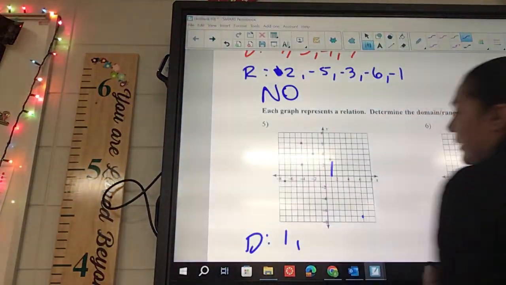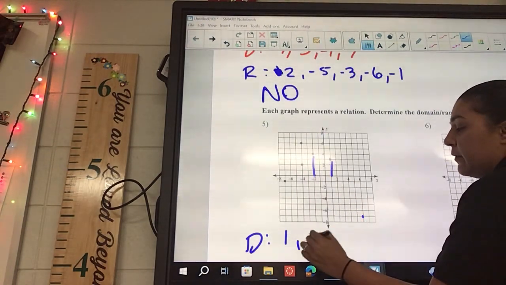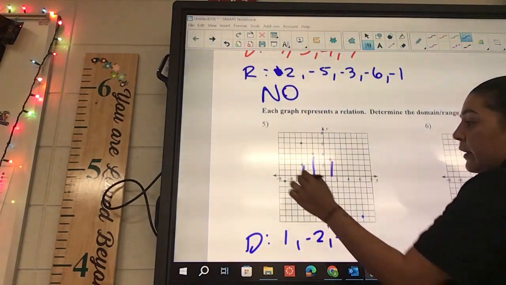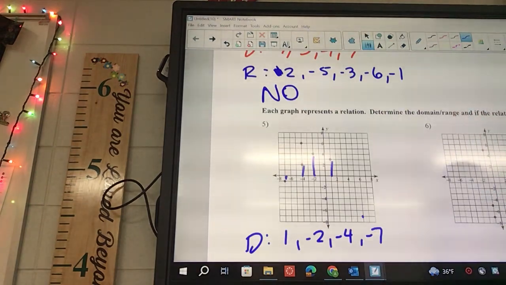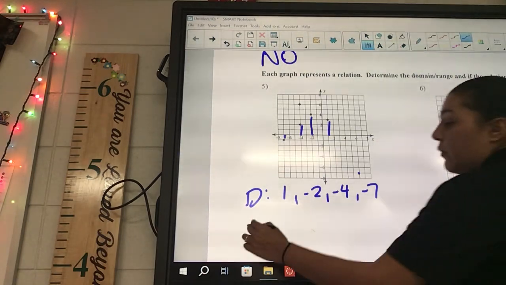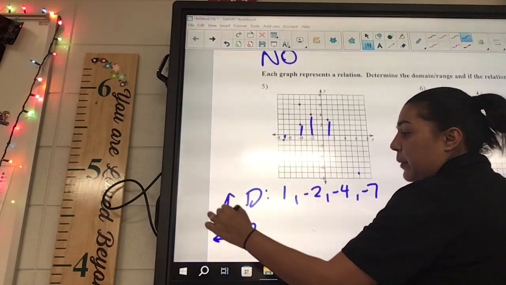Okay, where else is there another one? -2 has one. -4. And -7. -4 actually has 2. Okay, but we don't write down 2. Okay, and then we go through and do the y's, and the y's go sideways. Okay, so for the range, really we're looking this way, and the domain we're looking up and down.